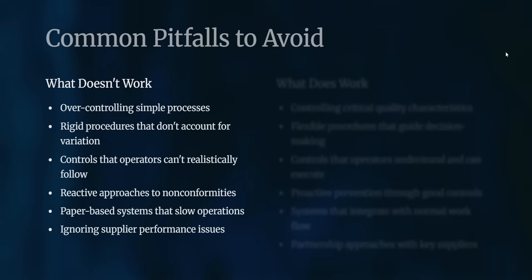Fifth, a paper-based system that slows operations. We said it's affordable to have a digital base, especially for traceability. Six, ignoring suppliers' performance issues. In ethical organizations, this is a red flag. In other organizations that are less ethical, this is a common practice and it doesn't work.